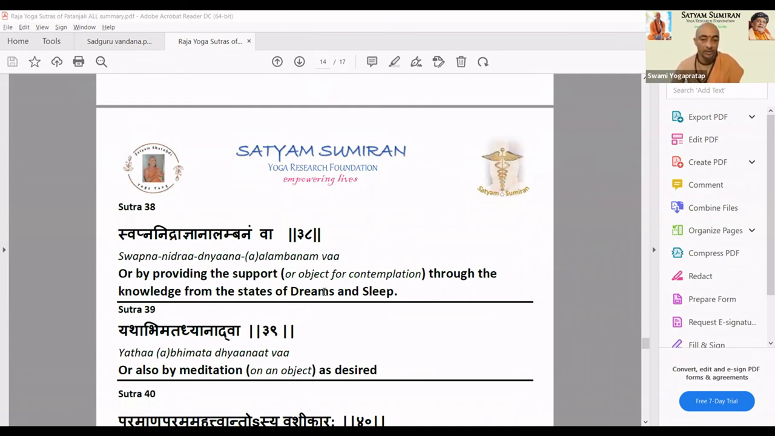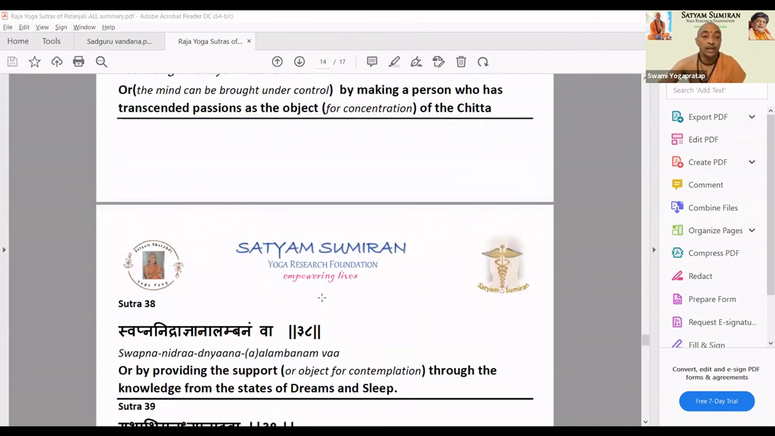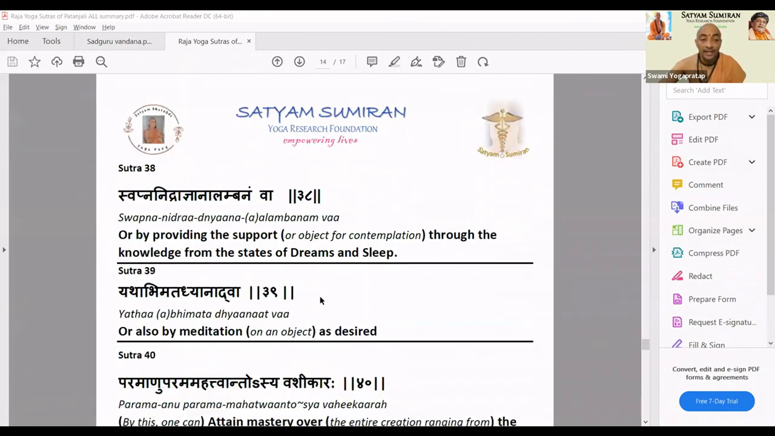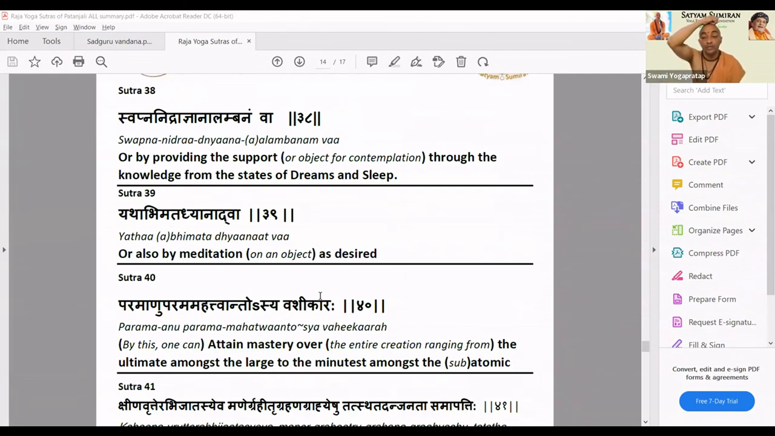And Yathabhimata Dhyanadva. So you see, there is a science wherein items and objects which come in Swapna or in Nidra, those are utilized as objects for contemplation. You see, before this, he has been speaking about meditating, concentrating on specific objects. That he is explaining further and saying that one of the objects which can be chosen is also this. So that is what is being spoken of. He is not speaking about Swapna or Nidra, but he is saying that objects in Swapna and Nidra can also be utilized as an object for contemplation.